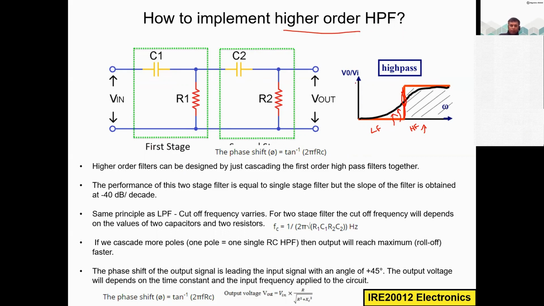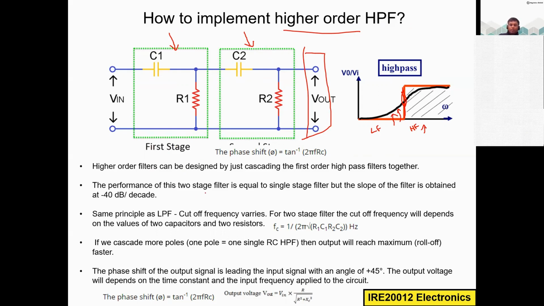Same logic as the low pass filter. How can we design the higher order filter? Same: we have to cascade more stages. You have to cascade the simple high pass filter one after another, and then you will get the higher order filter. For example, this is the second order high pass filter. If I put one more stage here, then it will be a third order high pass filter, and then fourth order, fifth order, and so on.